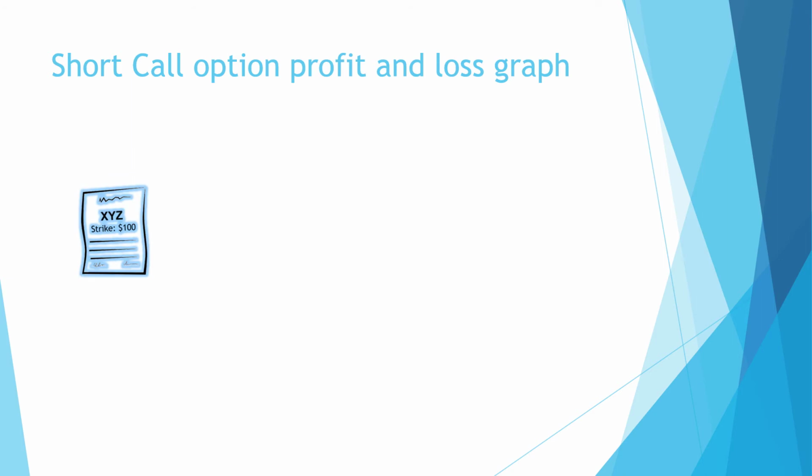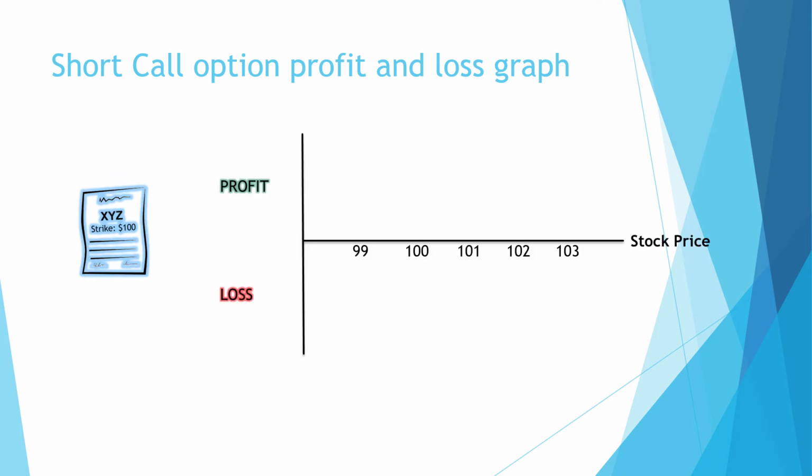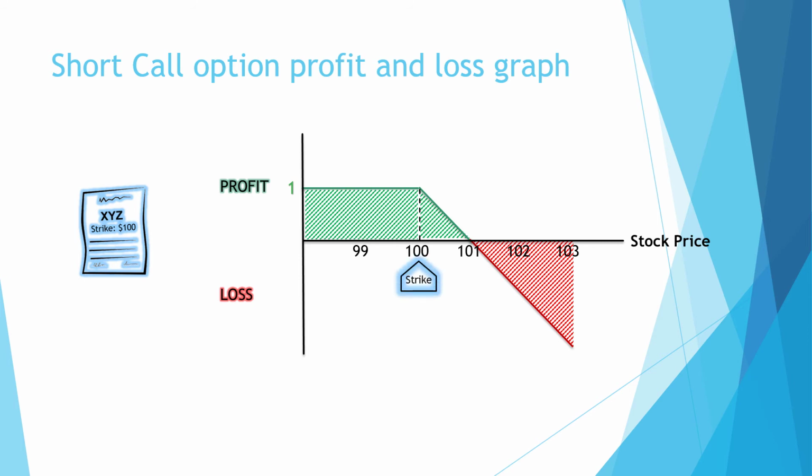From those 3 scenarios, we can create the profit and loss graph, where the x-axis is the price and the y-axis is profit and loss. Because Harry collected $1 in premium for the contract, the maximum profit will be $1 when the contract expires worthless or the stock price stays at 100.